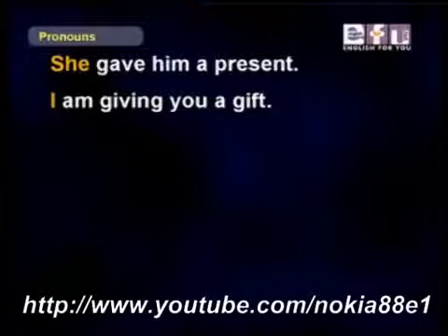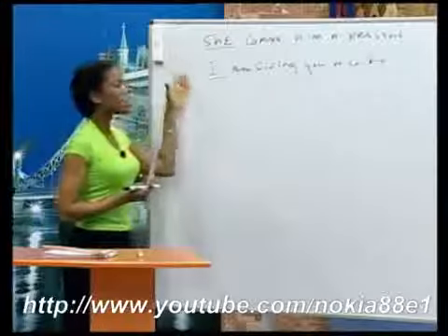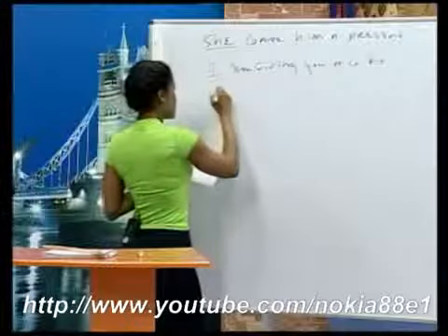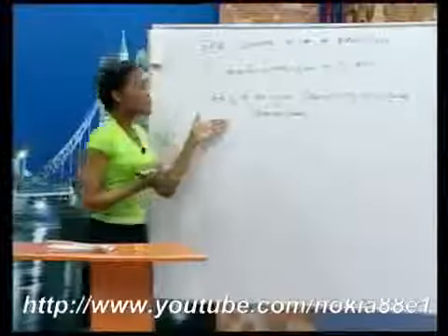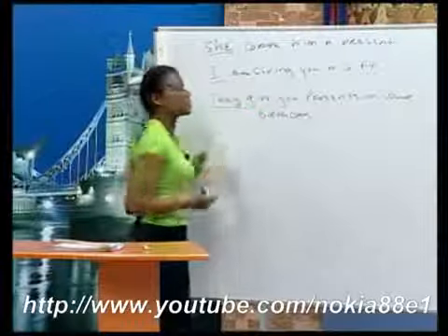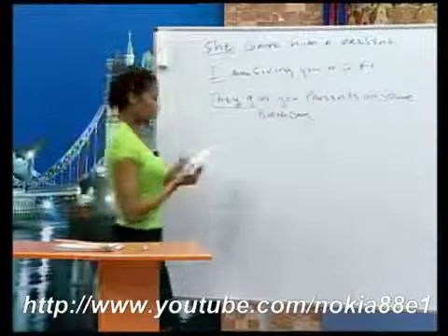Second example, I am giving you a gift. Subject pronoun in this sentence is I. Next example, they give you presents on your birthday. There are many pronouns in this sentence, but the subject is they, the doer of the action.